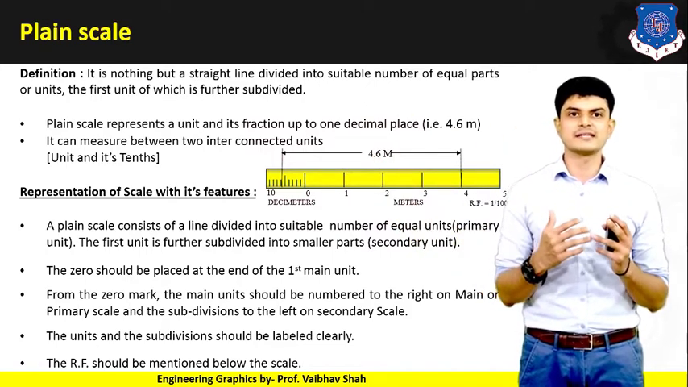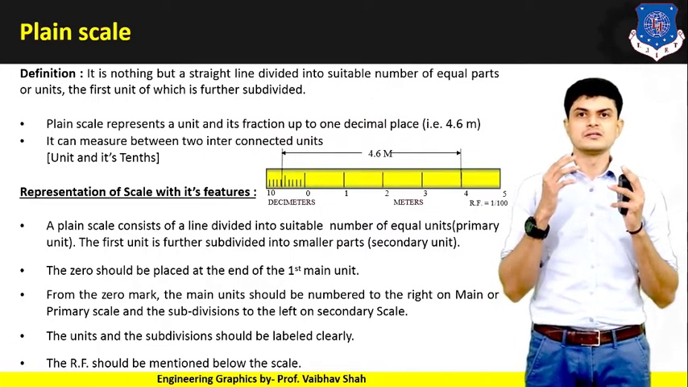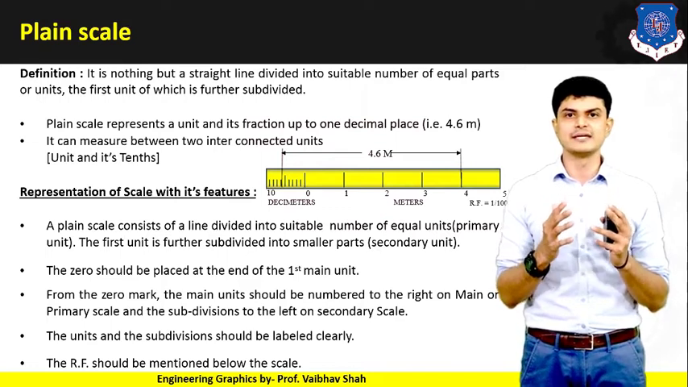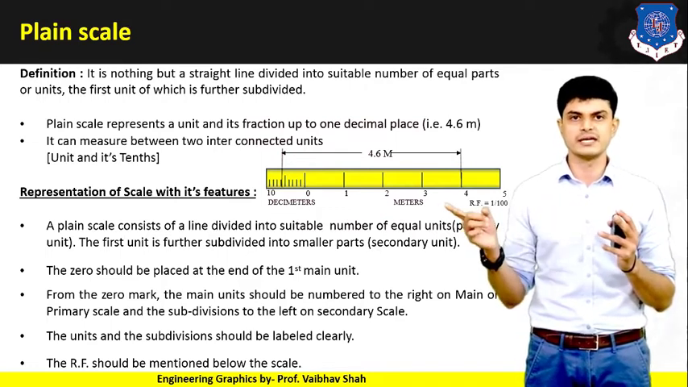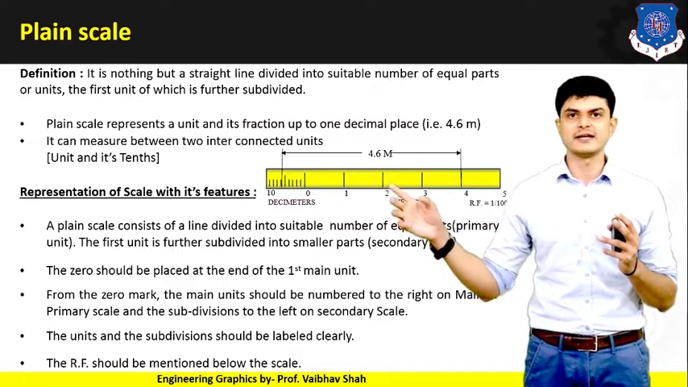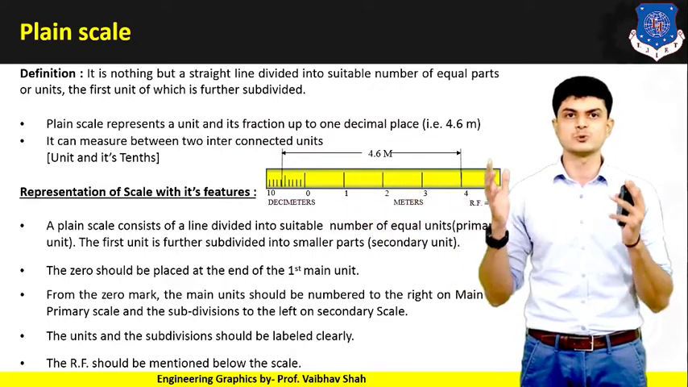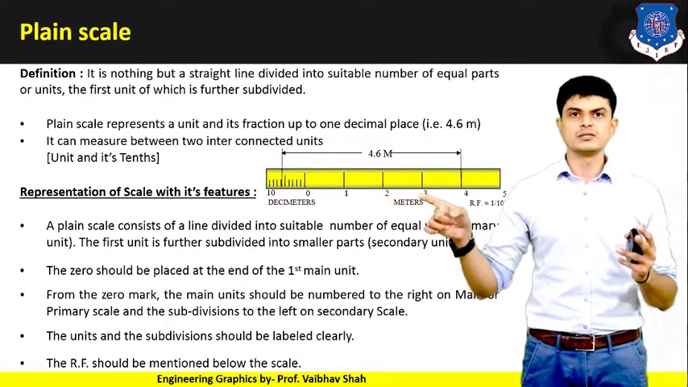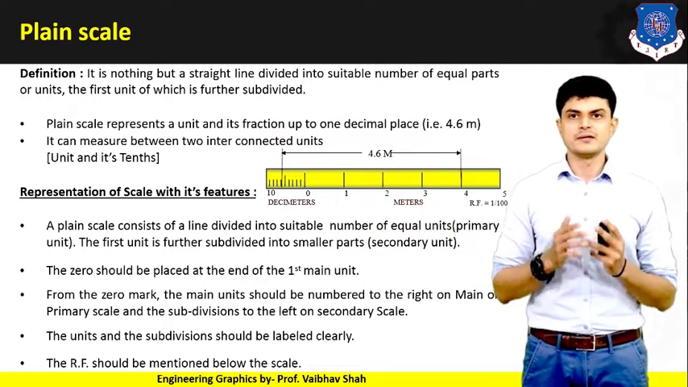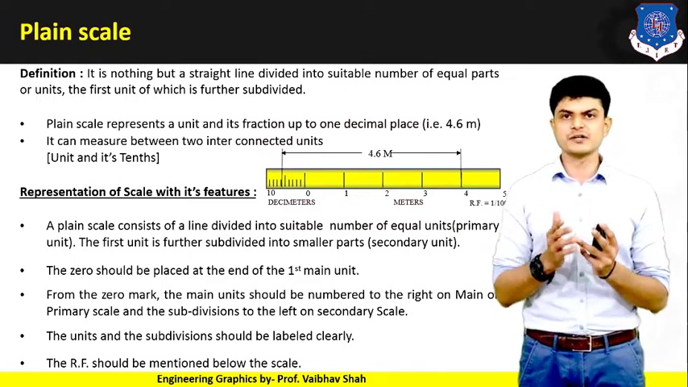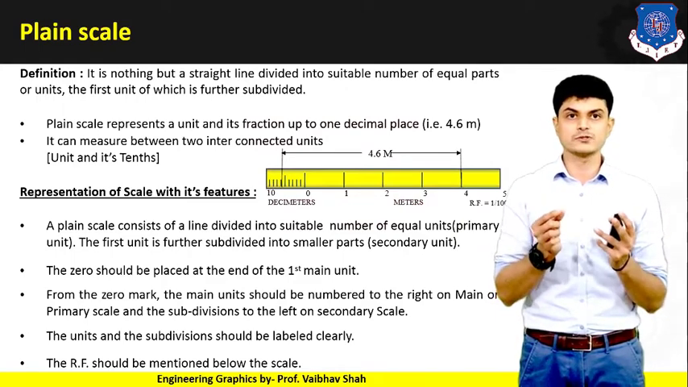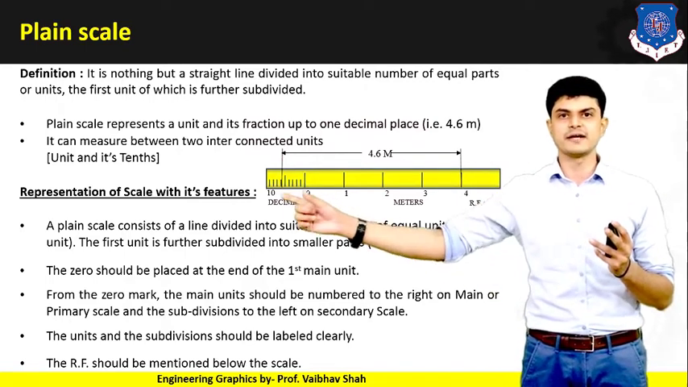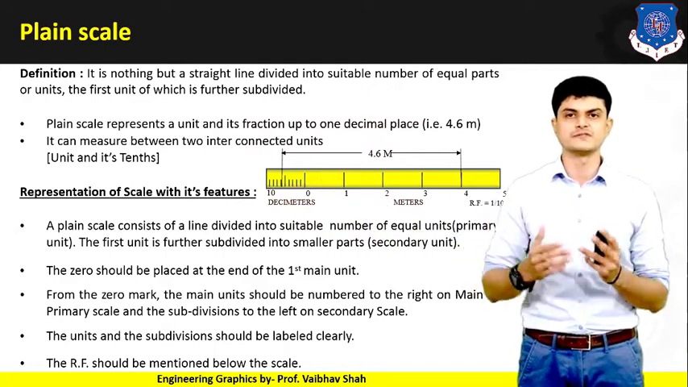So now let us understand how to represent the scale with its features. First, plane scale consists of a line divided into suitable numbers. Here in our case, this is a line divided into suitable numbers. We have divided this line into 6 equal parts, 0, 1, 2, 3, 4 and 5. Now, the first unit is further subdivided. We know that in our scale also, we have subdivision of 10 different lines. So we have subdivided this first portion into 10 subdivisions.